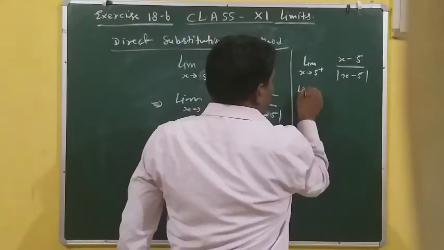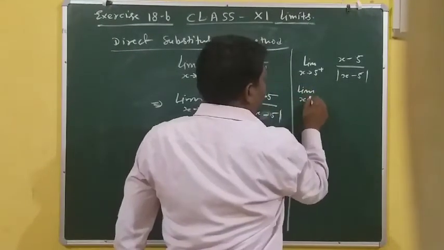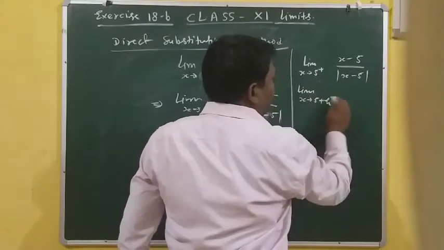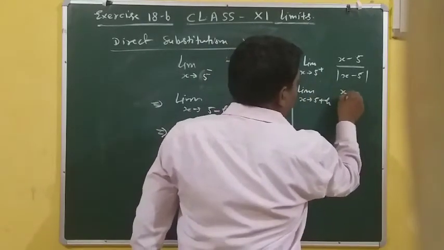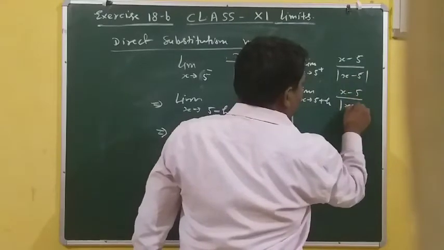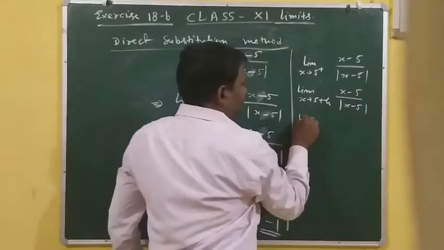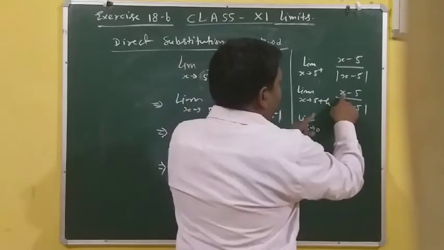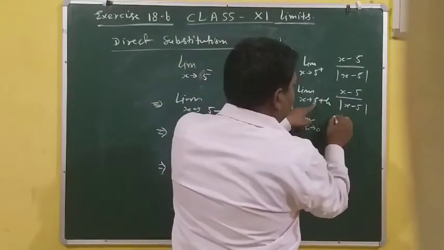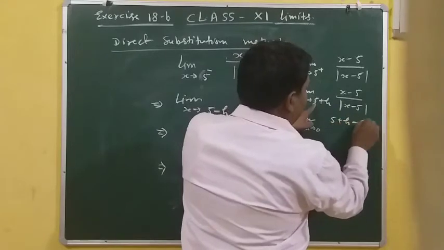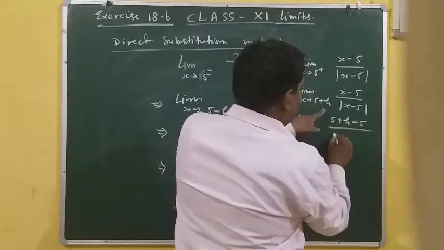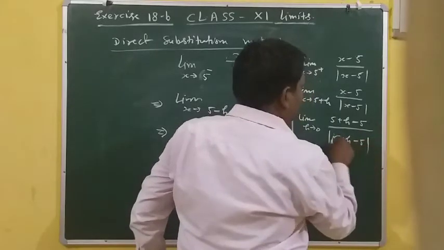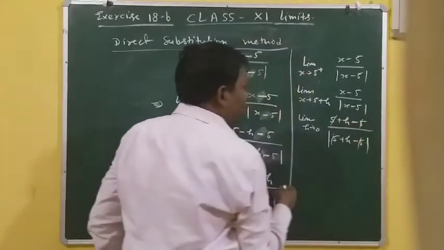Putting this, the limit as x tends to 5 plus h. 5 plus means right hand limit, and (x minus 5) upon mod of (x minus 5). So simple: limit h tends to 0. At the place of x, what will you put? 5 plus h. 5 plus h minus 5 upon, here also, 5 plus h minus 5. This 5 cancels, here also it cancels out.